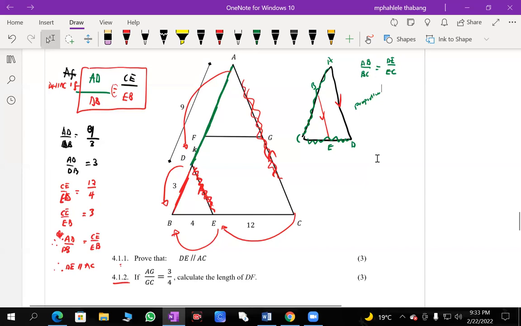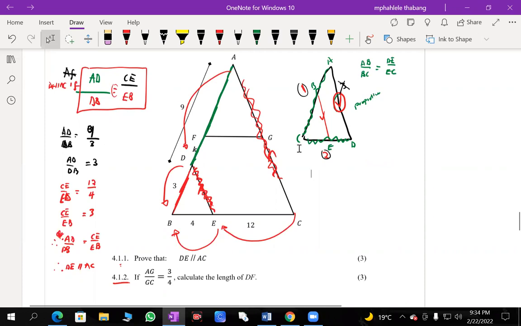Parallel lines. Focus on this side and the other side of this triangle. When side 1 and side 2 are proportional, that happens only if the lines are parallel.